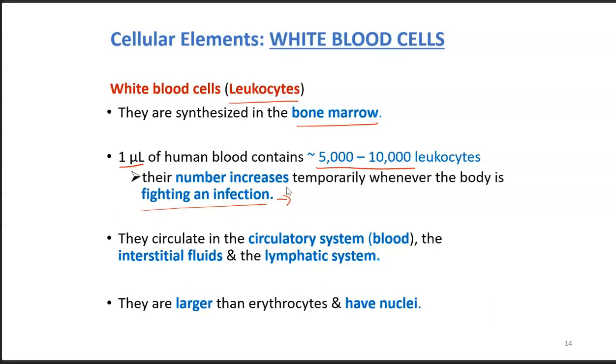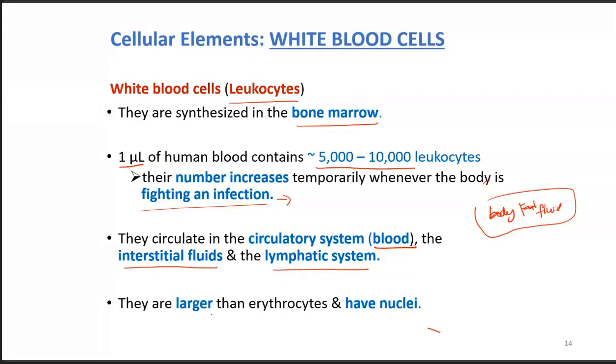Okay, so next, they circulate in the circulatory system, in the blood, and also interstitial fluid and also lymphatic system. Basically, your body fluid consists of blood, blood tu termasuklah yang cellular element, plasma semua tu, the fluid surrounding your body cells, and also the lymph in the lymphatic system. So that is your body fluid: blood, interstitial fluid, and also lymph in the lymphatic system.